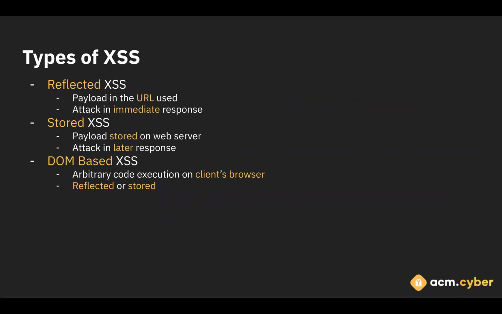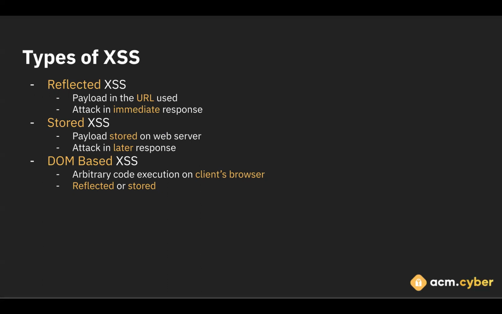So the first type is reflected. That's the simplest. That's where the actual XSS payload is in the URL. So you actually can embed a script in a URL. You can send it to someone and say, hey, click for free money. They click on the URL and lo and behold, you have an XSS script in there. So that attack deals with an immediate response.